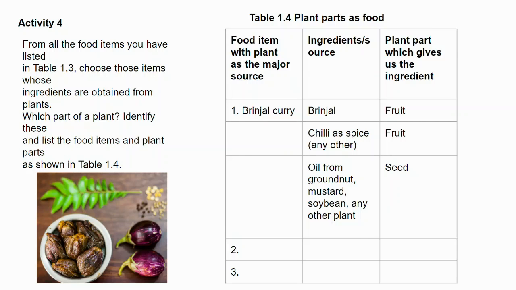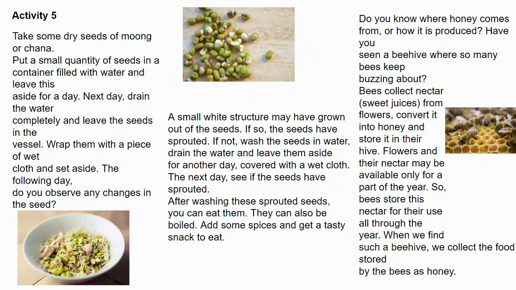2. 3. Activity 5. Take some dry seeds of moong or chana. Put a small quantity of seeds in a container filled with water and leave this aside for a day. Next day, drain the water completely and leave the seeds in the vessel. Wrap them with a piece of wet cloth and set aside. The following day, do you observe any changes in the seed? A small white structure may have grown out of the seeds. If so, the seeds have sprouted.